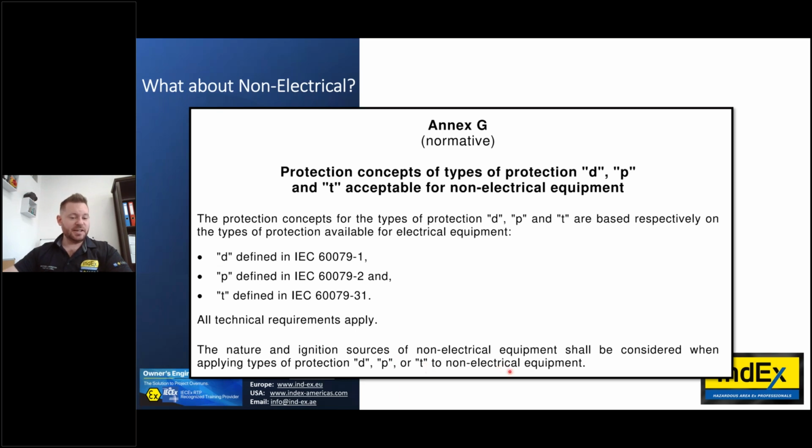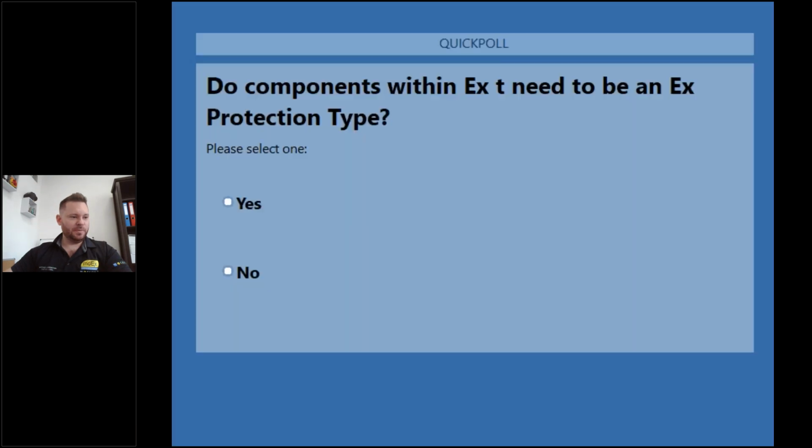So yes, EXT can be used by manufacturers for non-electrical equipment, which is basically defined as protection by enclosure, dust tight, IP5X or 6X, ensuring that the surface temperature does not get anywhere close to the ignition temperature of that dust. So if there is a requirement such as for a gearbox or a valve, for non-electrical, EXT is a potential solution. One last poll.